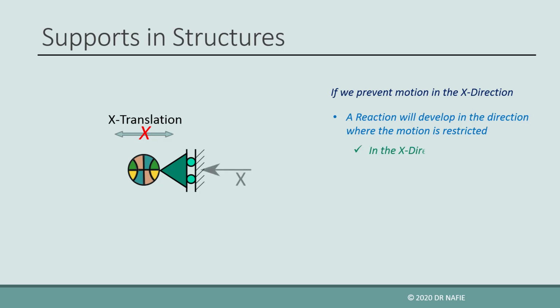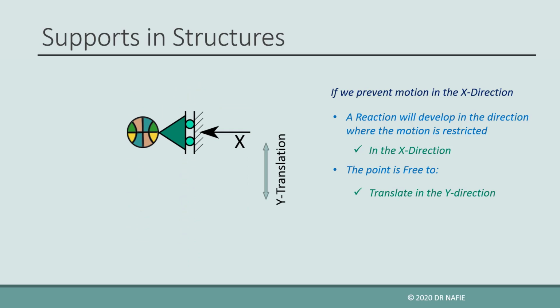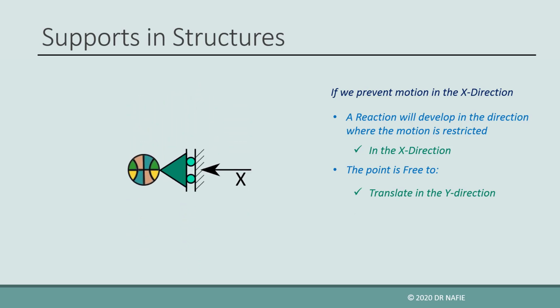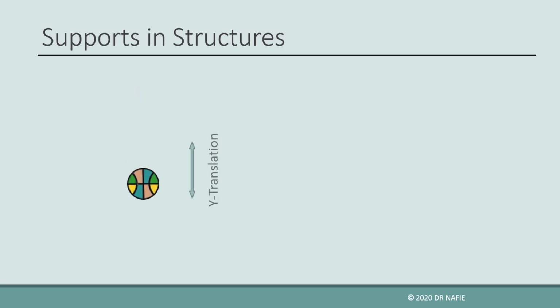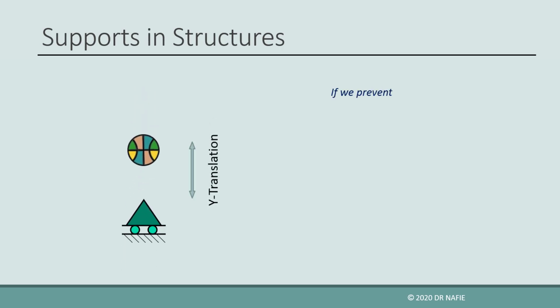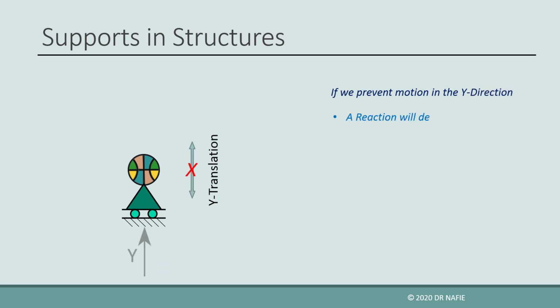In our case, because we are restricting the motion in the x direction, a reaction will be developed in the x direction. The point will still be able to move in the y direction and will be free to rotate. This condition, in which one translation is prevented, causes a roller support to be created. The roller support will be in the x direction because motion is restricted in the x direction. If the motion is restricted in the y direction, a reaction force will develop in the y direction.